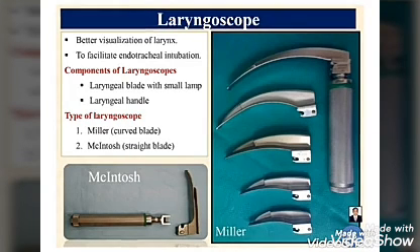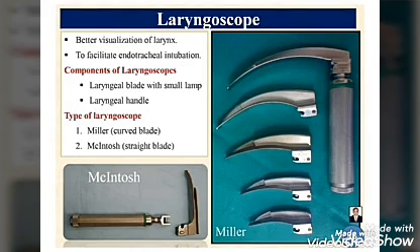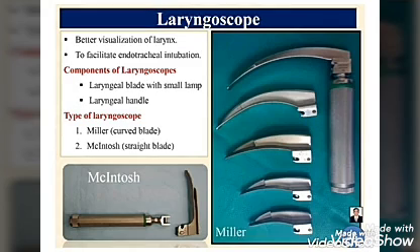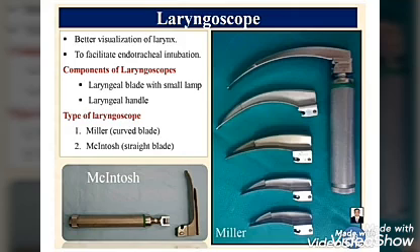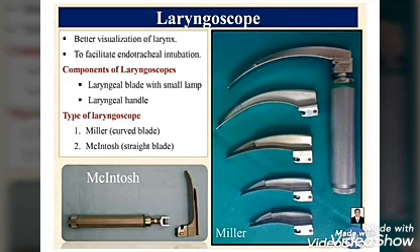The laryngoscope is a handheld instrument used for better visualization of the larynx and other nearby structures of the oral cavity. It is most commonly used to facilitate endotracheal intubation. There are 2 types of laryngoscope available in the market: one is McIntosh and the other is Miller. Miller is the most commonly used laryngoscope in veterinary practice, and this instrument is available at a very low cost, about 1200 rupees.